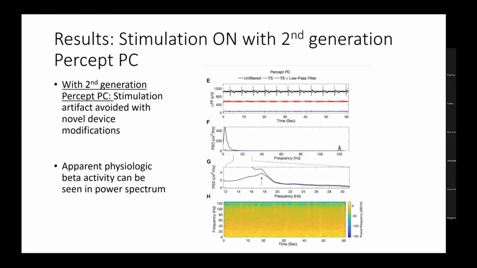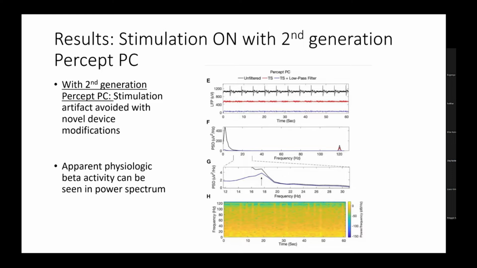With the second generation device, the Percept, we were able to sense meaningful electrophysiologic activity. We can see here in the raw time series there was a recurring artifact every 5 seconds, easily removed with template subtraction. Then following low pass filtering, we can see in the frequency domain at roughly 18 hertz a beta band peak, which we believe represents meaningful electrophysiologic activity.